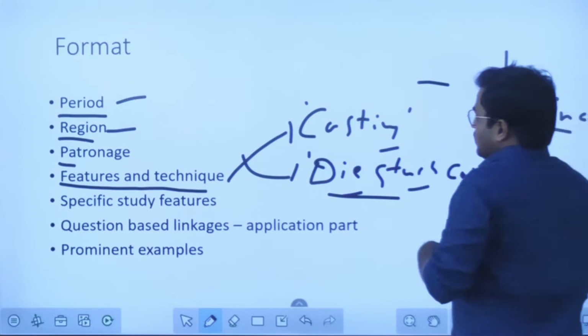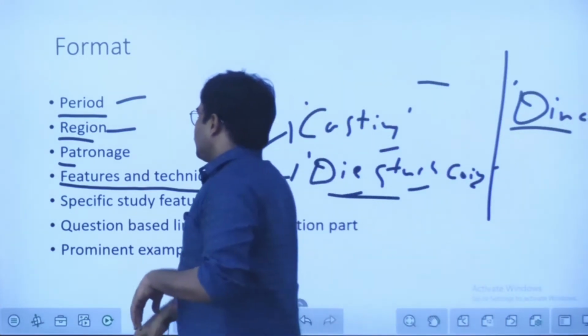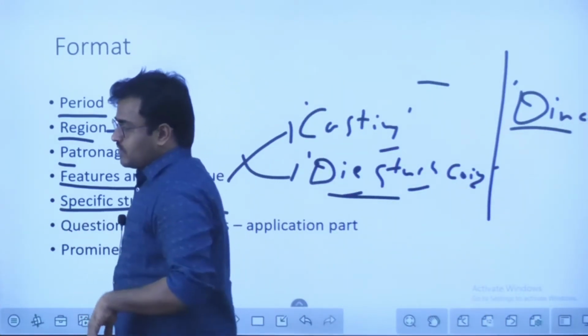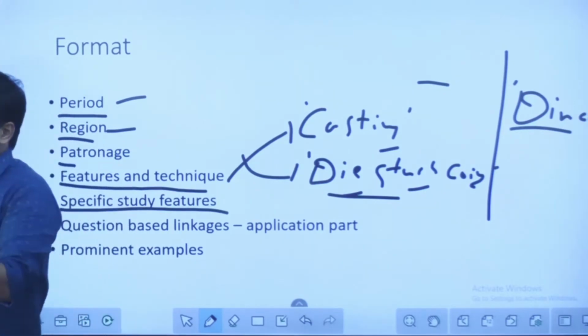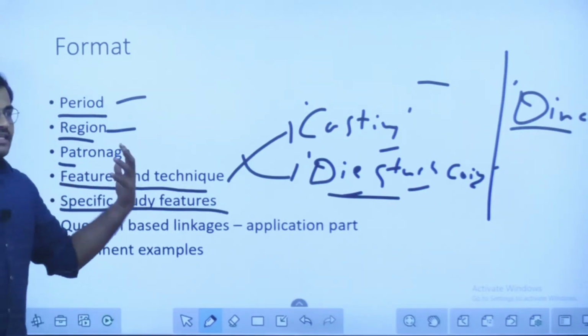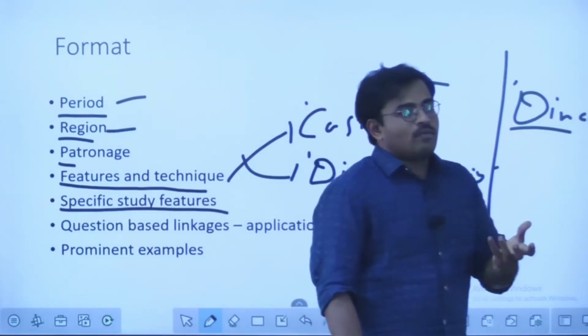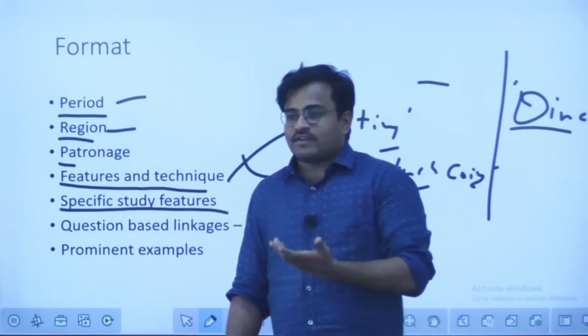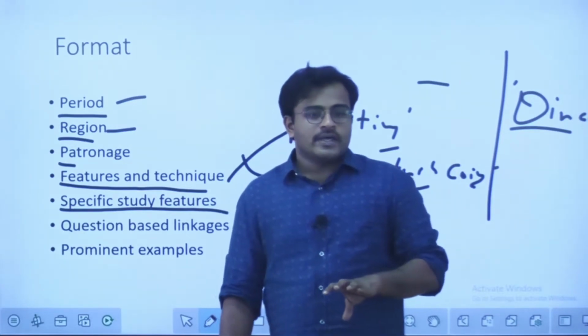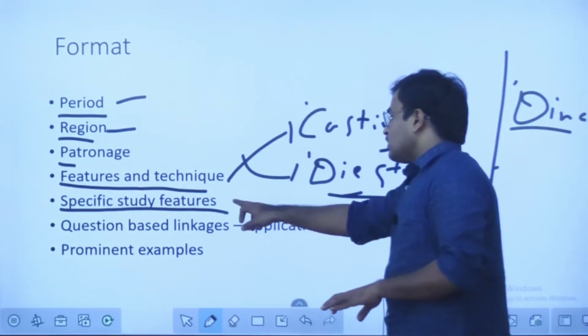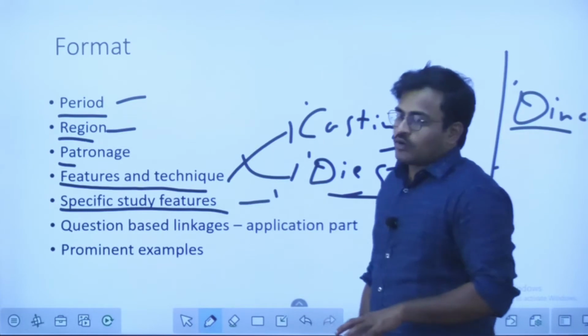Then, okay, the specific study features. Specific study features means what are the characteristics of one particular example. For example, in the Gupta age coinage, what are the standard features? What is there in the obverse? What is there on the reverse? What was the legend? Those kinds of features you need to write. Even in the Gandhara school, you have to do the same thing.